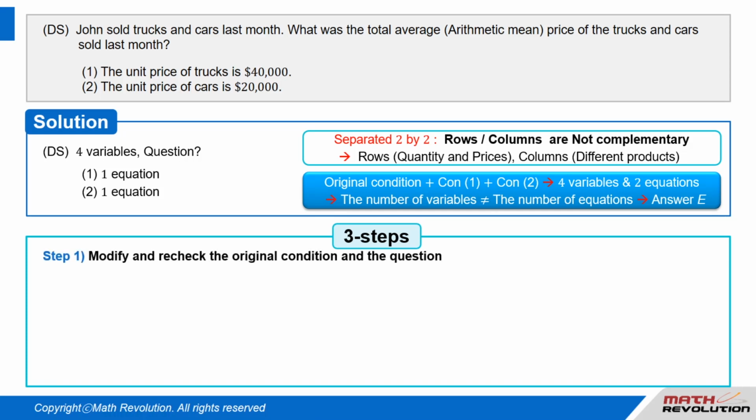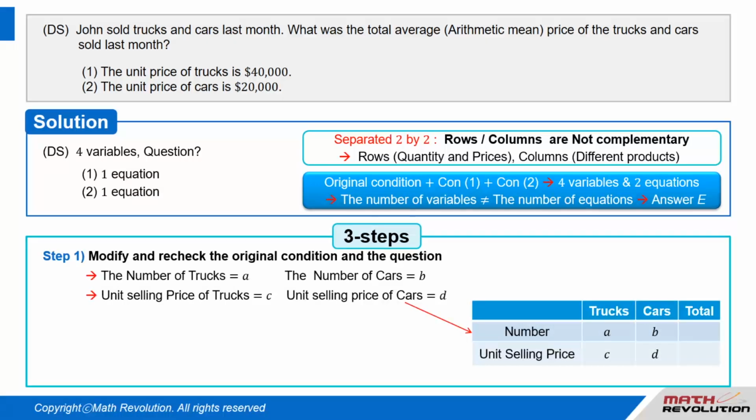Follow the first step of the variable approach by modifying and rechecking the original condition and the question. This question can be converted into a separated 2 by 2 table as shown below. Number of trucks is A, number of cars is B. Unit selling price of trucks is C, unit selling price of cars is D. You should practice setting up these 2 by 2 tables as it will make the test that much easier to complete. So, we can take the number of trucks and cars sold as A and B respectively, and their unit selling price are C and D respectively.